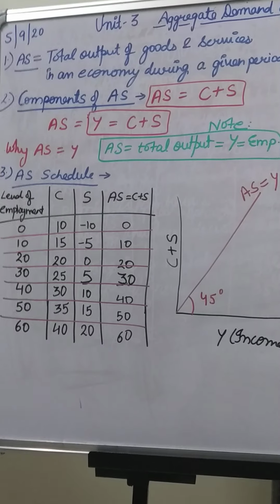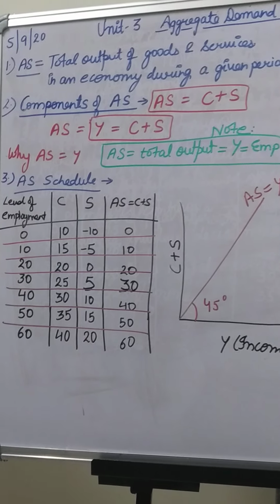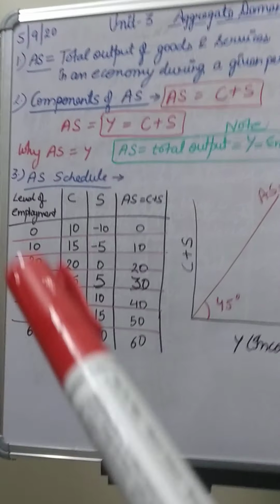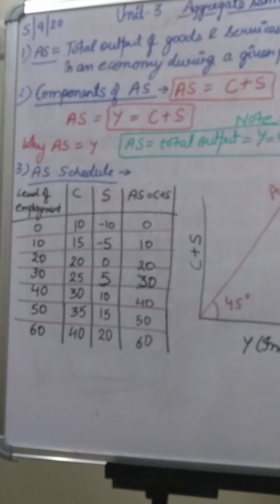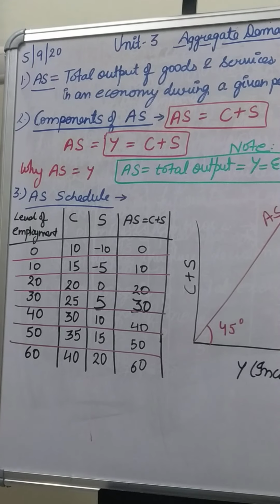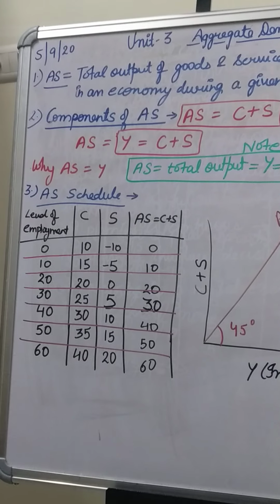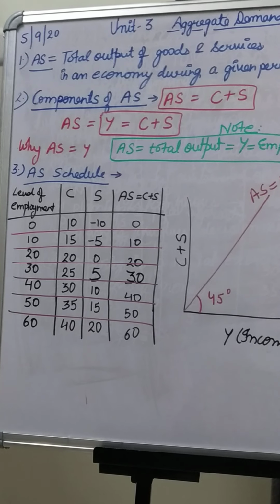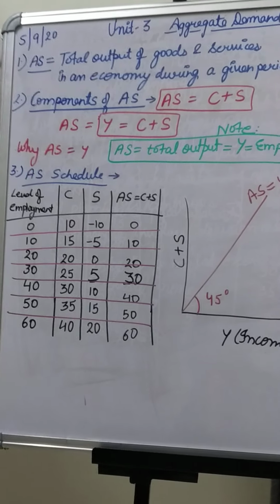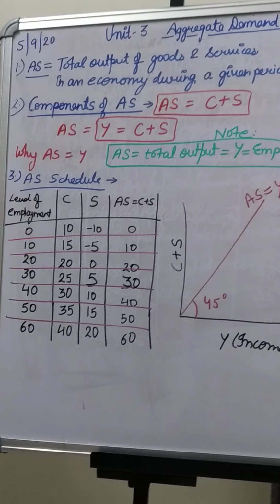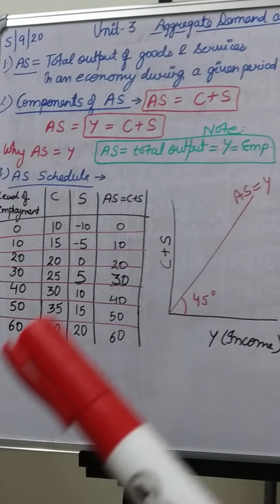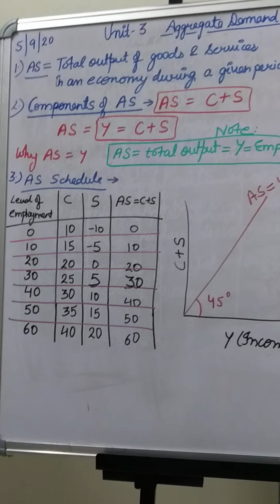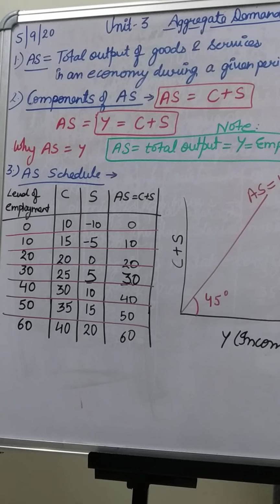In the aggregate supply schedule, first of all employment is 0. When the employment is 0, you can see some level of consumption is there, that is 10. The reason is that even if the income is 0, some level of consumption will still be there, that means 10 units, for survival. So when income is 0 and some consumption is there, definitely saving will not be there, so saving is minus 10. That type of consumption is known as autonomous consumption. At that time your savings are dis-savings, that's why we have shown minus 10.